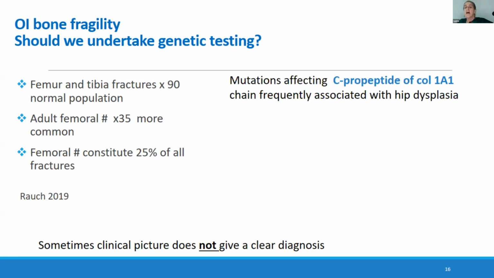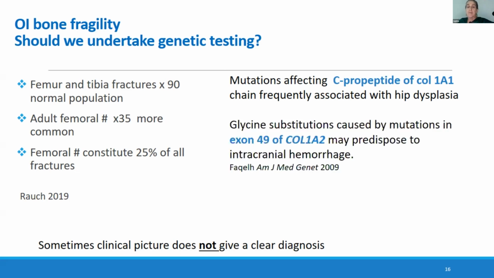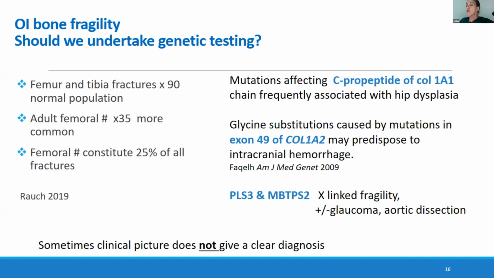Mutations affecting C-propeptide with COL1A1 have hip dysplasia quite often. Glycine substitutions in COL1A2 may predispose the patient to intracranial hemorrhage. If you don't know that, it's a bit difficult to look after your patient properly. PLS3 and some of the others have X-linked fragility with glaucoma and aortic dissection. And we recently had a patient die unrecognized at the age of 24 of aortic dissection because we didn't have the genetics.